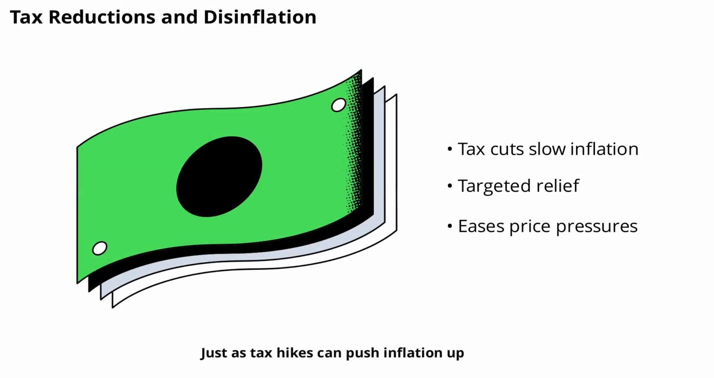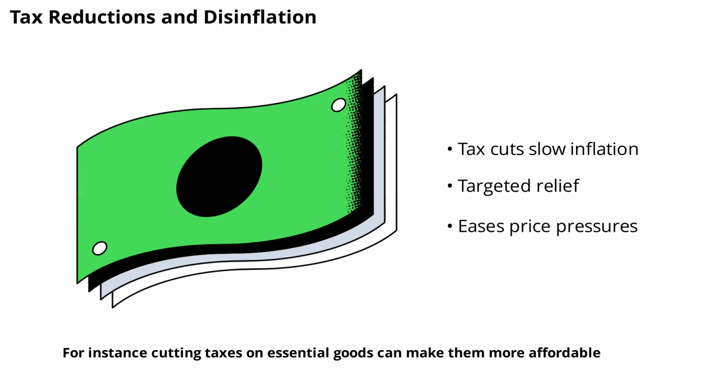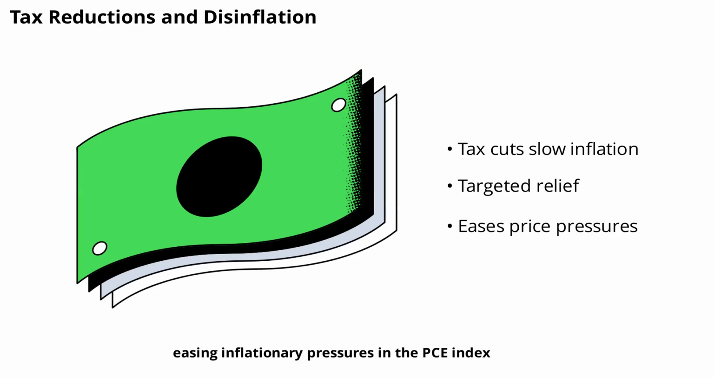Just as tax hikes can push inflation up, tax reductions can contribute to disinflation, a slowing of price increases. For instance, cutting taxes on essential goods can make them more affordable, easing inflationary pressures in the PCE index. Policymakers sometimes use targeted tax cuts to achieve this effect.